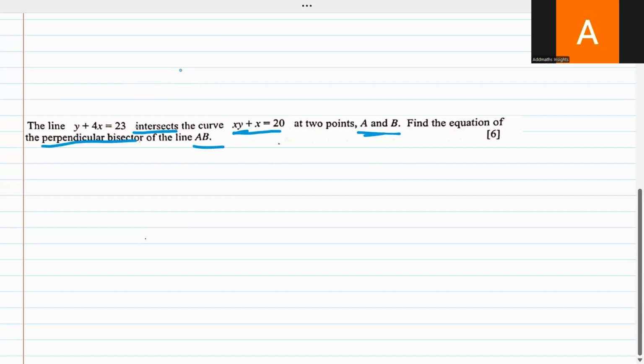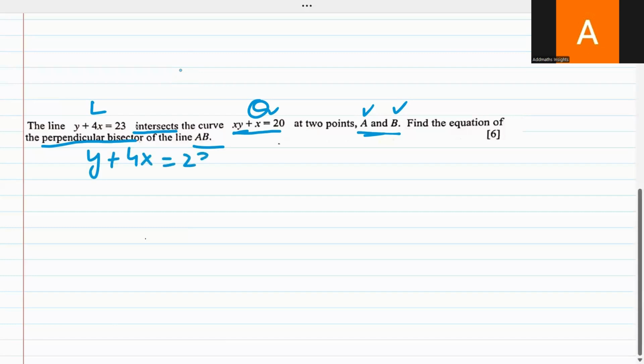So in this case, the basic point is first you need to find the coordinates of the points A and B. So this equation is linear and the second is quadratic. So whenever one of the equations is linear and the other is quadratic, then we use the substitution method. And how to substitute? You can make any one of the variables from the linear equation the subject and then substitute in the second equation. Like I'm taking the first equation, which is y plus 4x is 23.